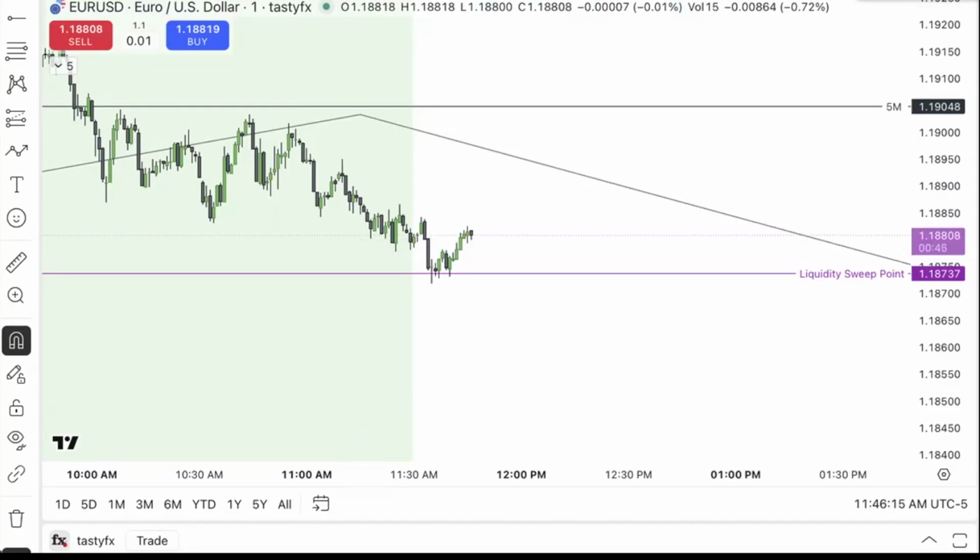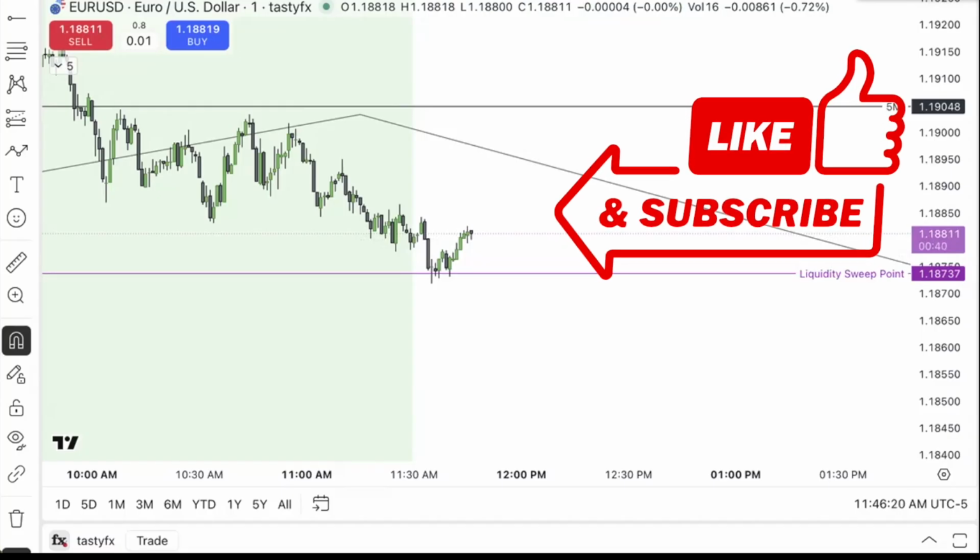And as soon as price swept that liquidity point, it headed back up. So that was a good place to have a TP.